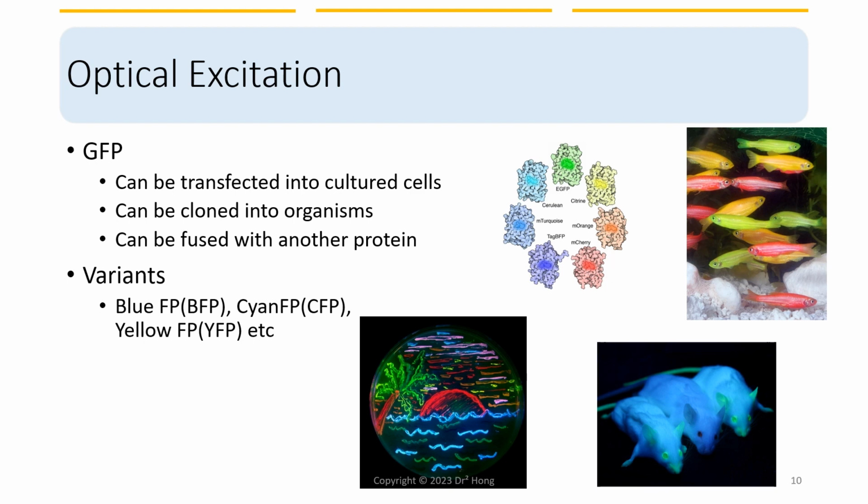Now, the figures are just a few examples showing fluorescent proteins being cloned in other animals. I particularly like the beach sunset picture. It was drawn with E. coli cloned with different color fluorescent proteins. I guess this is the ultimate expression of artistic talent from scientists.